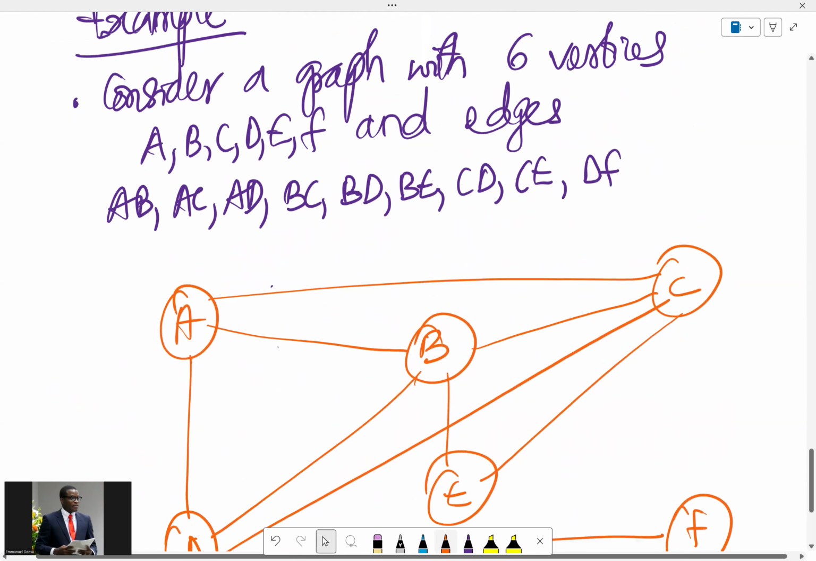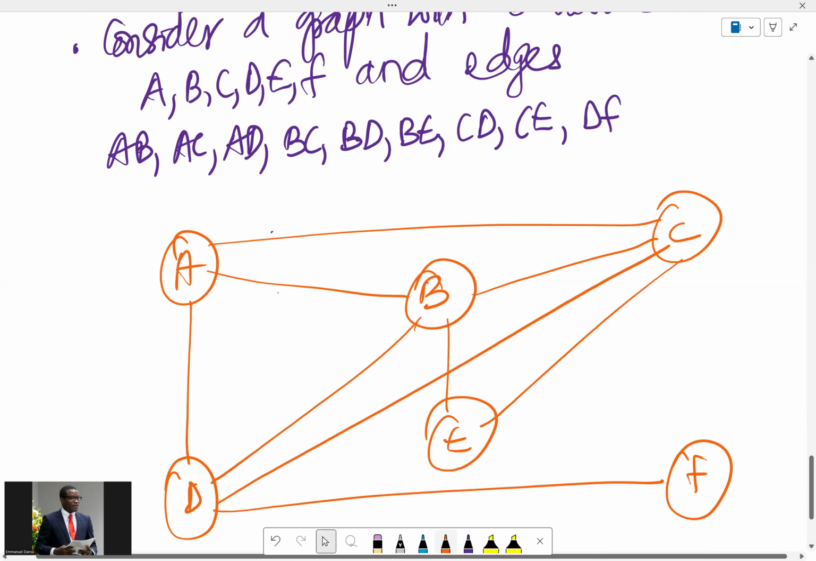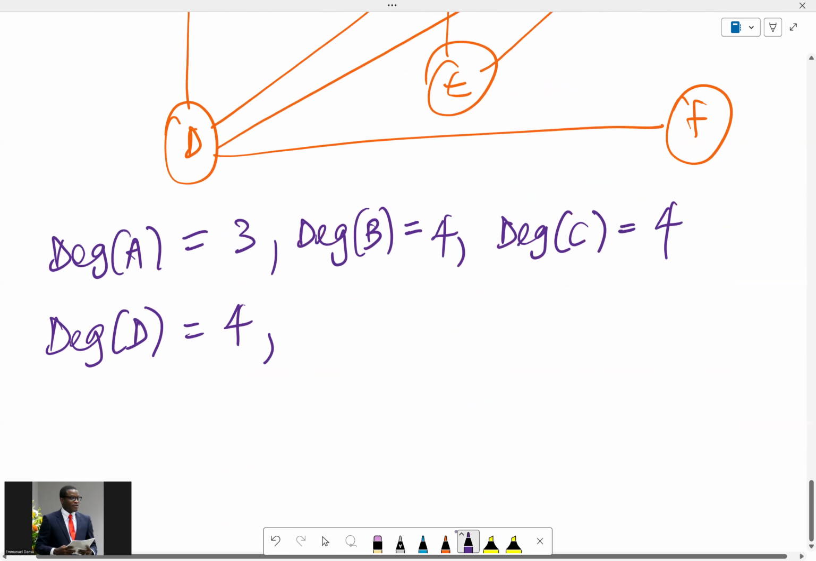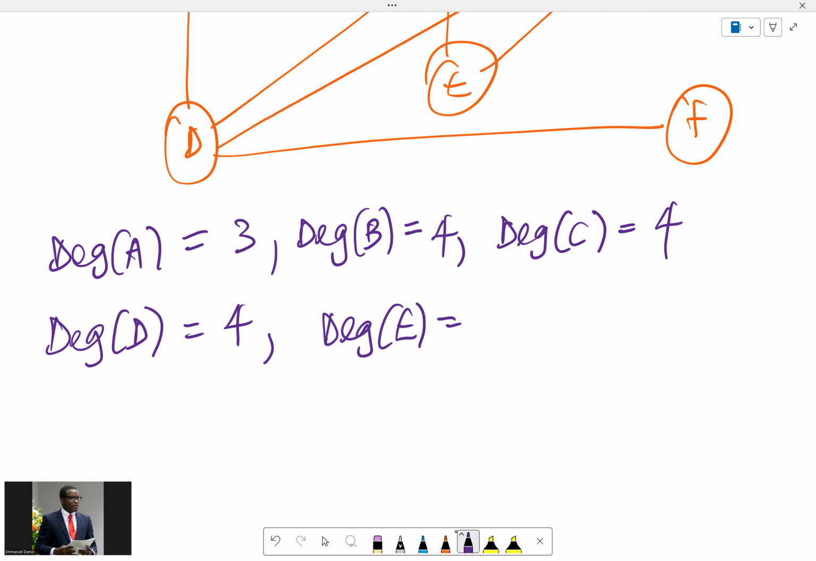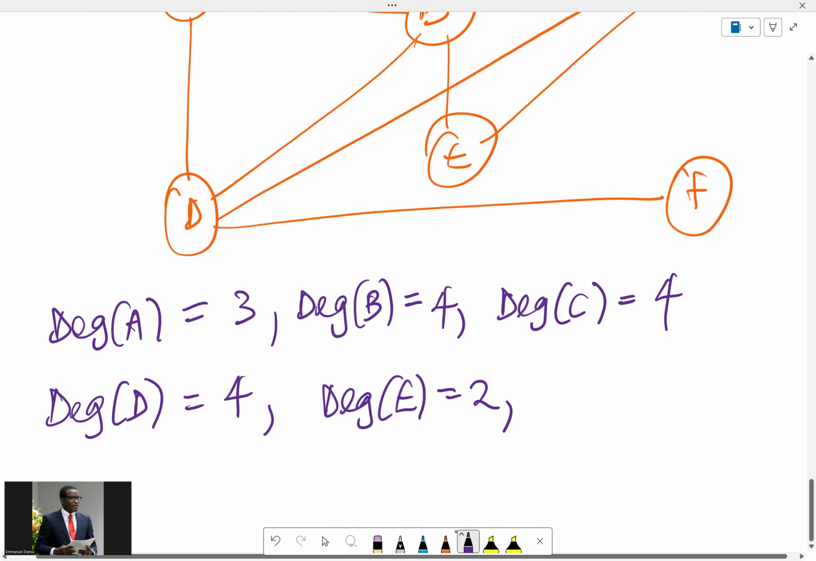Degree of D. Yeah, it's 4, surely. We have AD, of course. We have BD, that exists. We have CD. And then we have DF. So the degree of D is 4. And then what else do we have? The degree of E is obviously 2, and the degree of F is just 1.